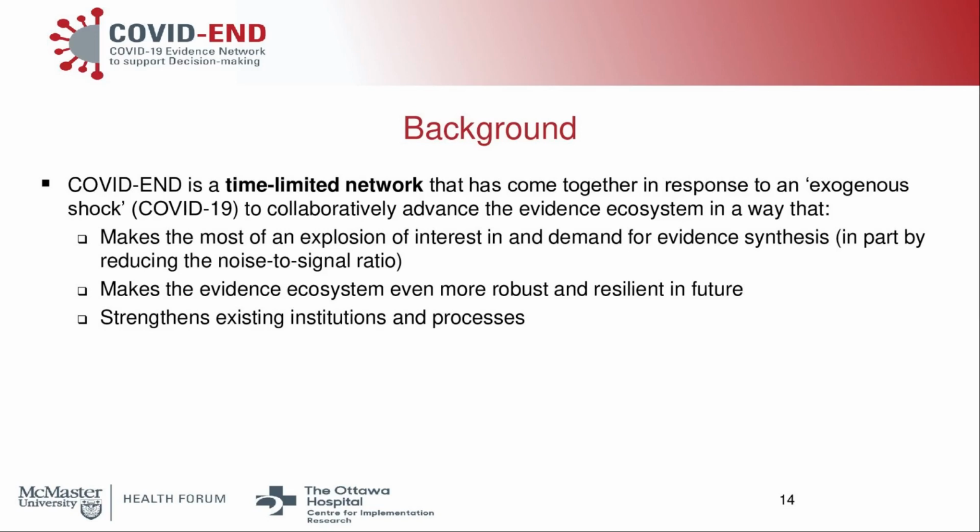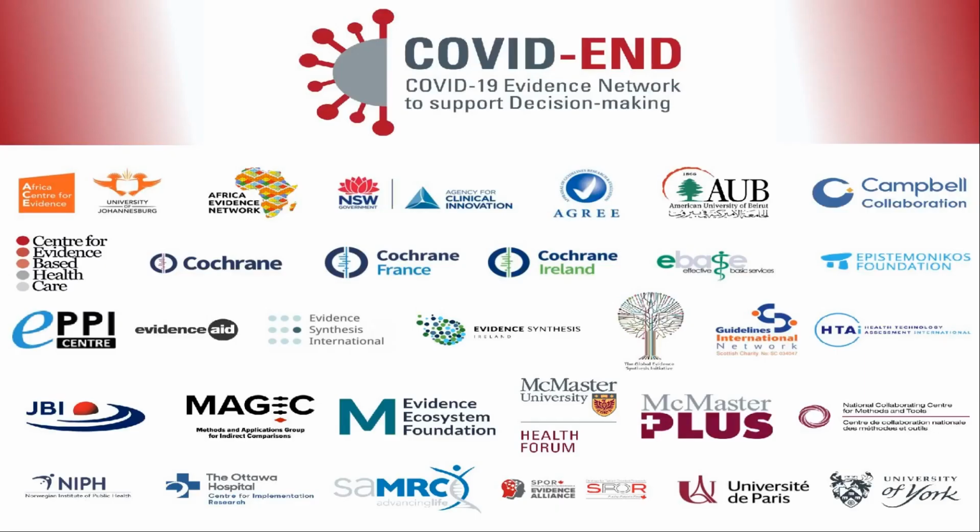We're trying to make the evidence ecosystem even more robust and resilient in the future. So can we create mechanisms, systems and platforms so that if a new crisis were to emerge, we would already have a way to bring together the many different studies that might emerge on a new topic, similar to what we've seen with COVID? Another major goal of COVID-End is to support and strengthen existing institutions and processes. There are many groups around the world that have been conducting very rigorous syntheses for many years, and we want to help support even more of that rigorous work around the world.